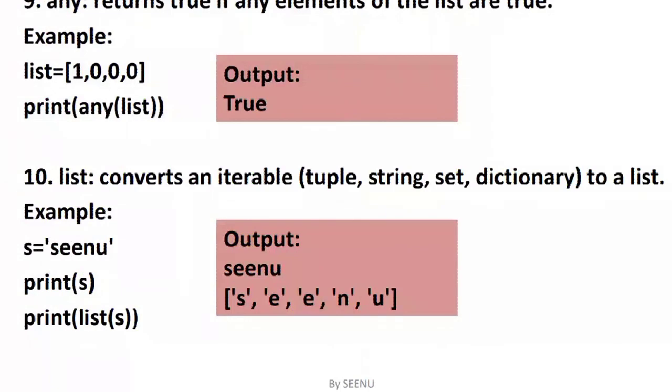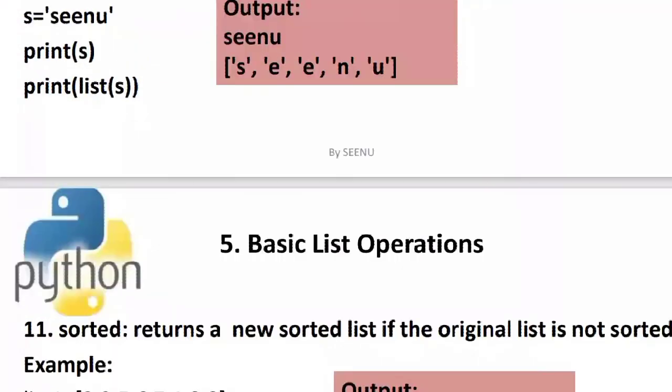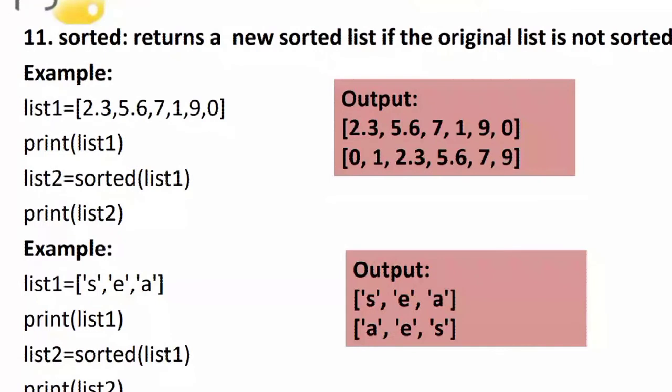Okay, and this is another important and useful function, that is called sorted. So sorted means it will sort our given list and return that object. It will return that list object and it will sort all your elements, right?